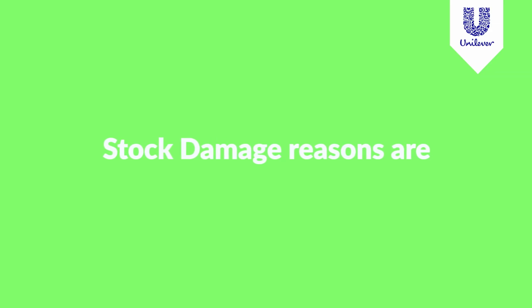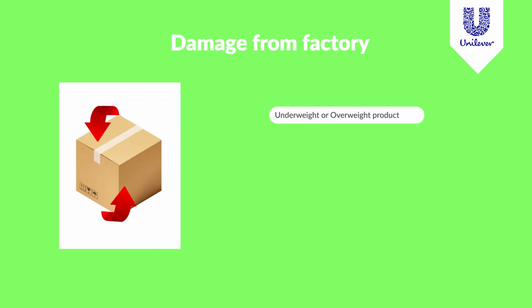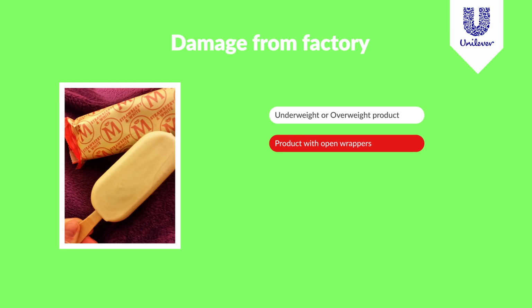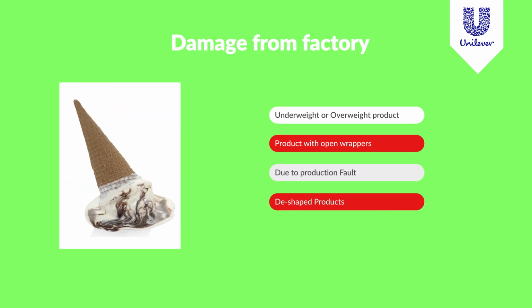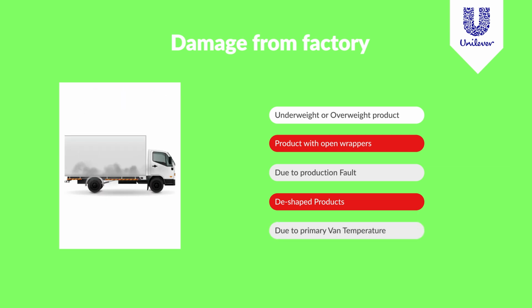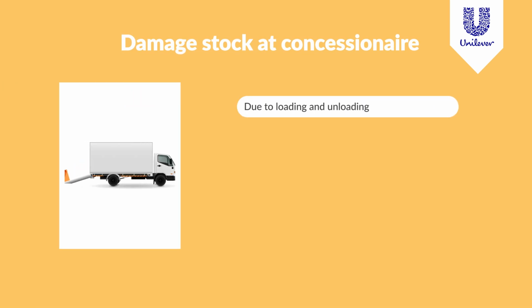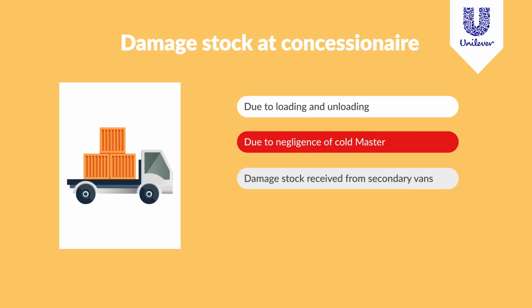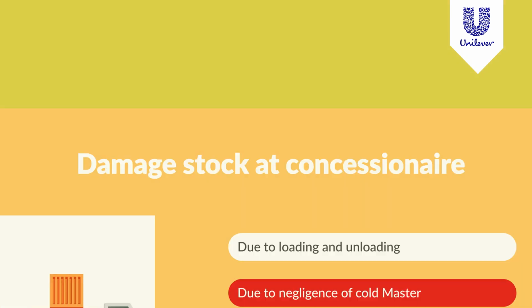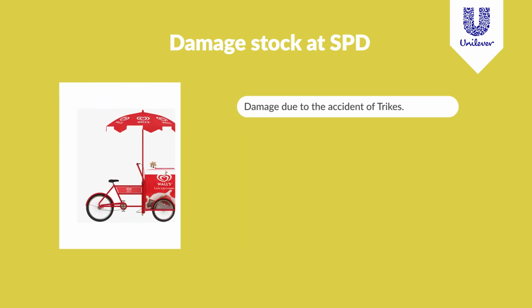Stock damage reasons are damage from factory: underweight or overweight product, product with open wrappers, due to production fault, D-shaped products, due to primary van temperature. Damaged stock at concessionaire: due to loading and unloading, due to negligence of cold master, damaged stock received from secondary vans.